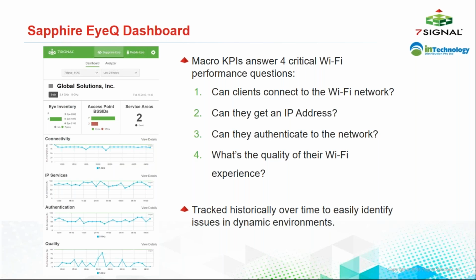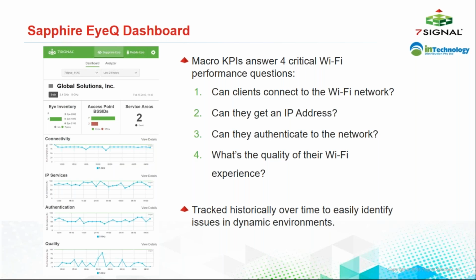We've got all of the different stages of DHCP that we're measuring as well, so we can see if there's a problem with DHCP servers. Can they authenticate? Remember, because we're a client, we're continually trying to authenticate. So we've got all of the phases and stages of RADIUS that are built in, and we capture that as well. And then finally, what's the quality of their experience?